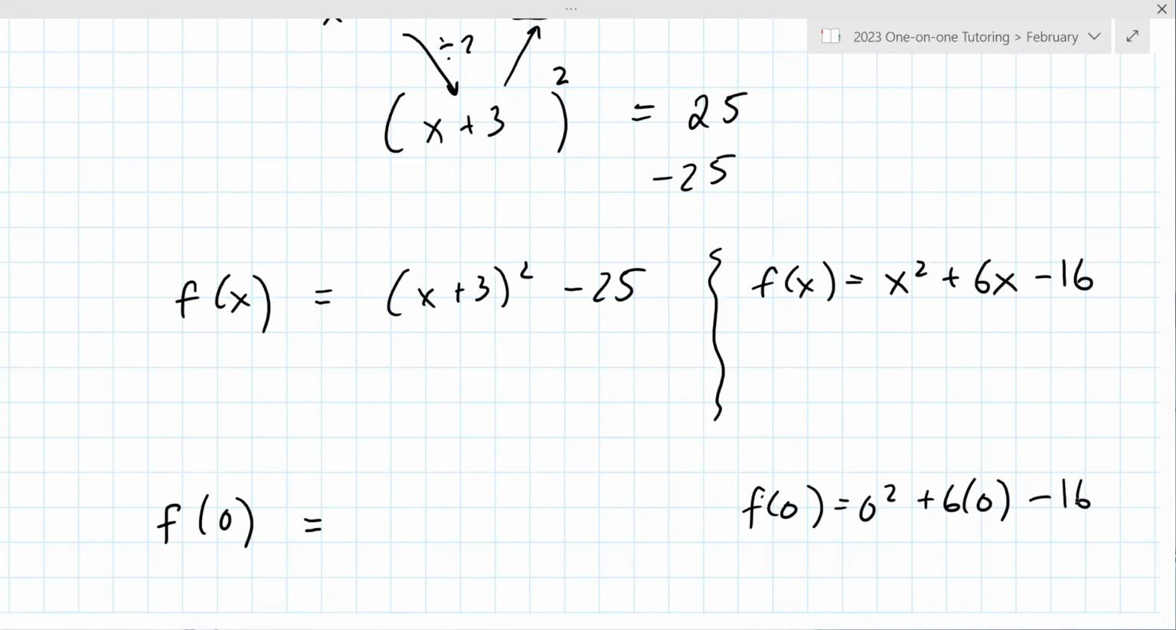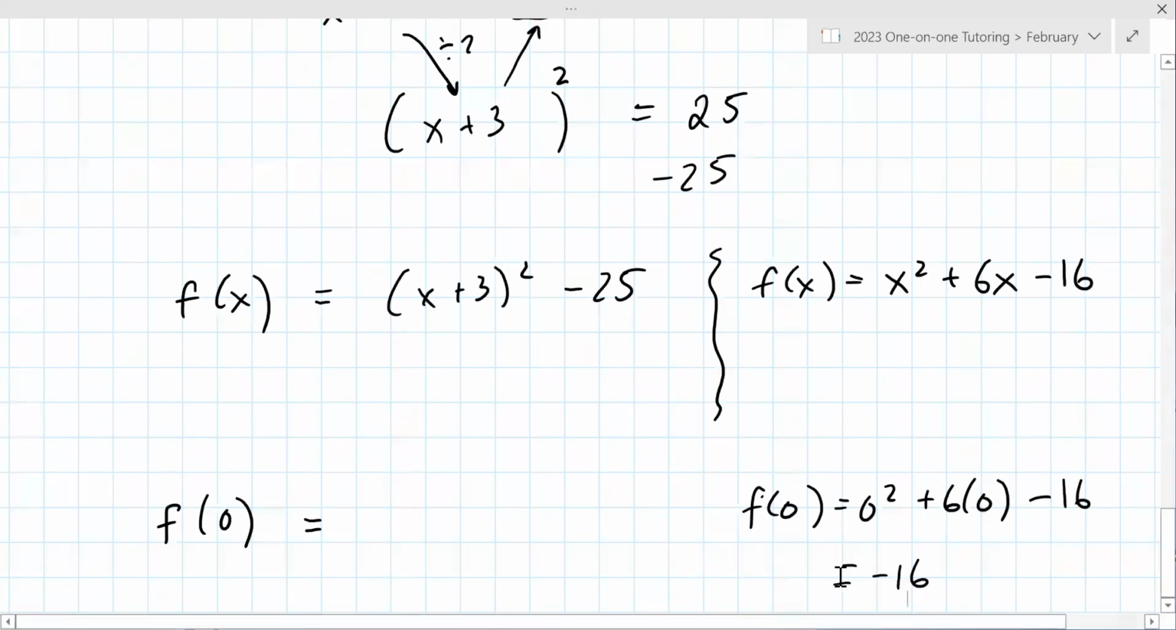Just the negative 16. 0 squared is 0, 6 times 0 is 0. It's just the negative 16. So that's the y-intercept.